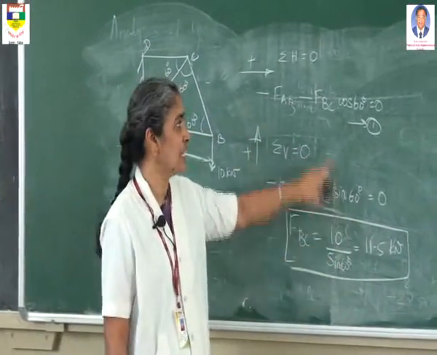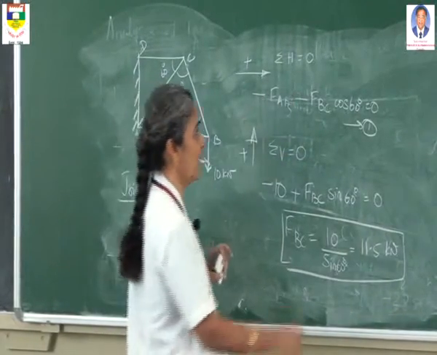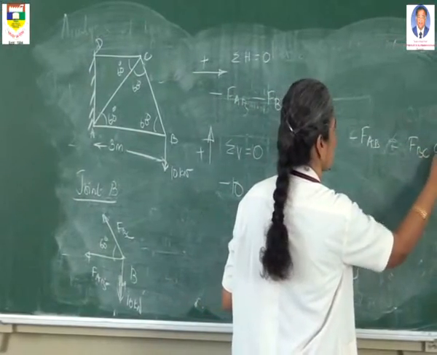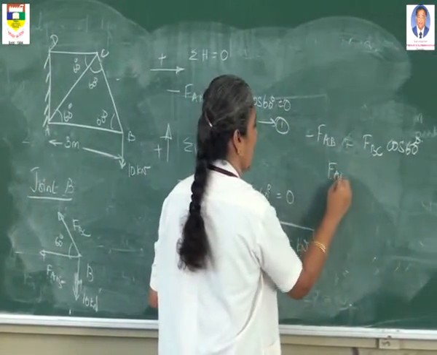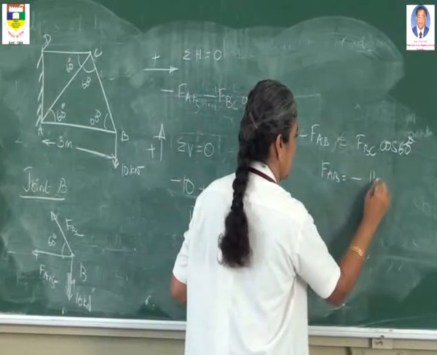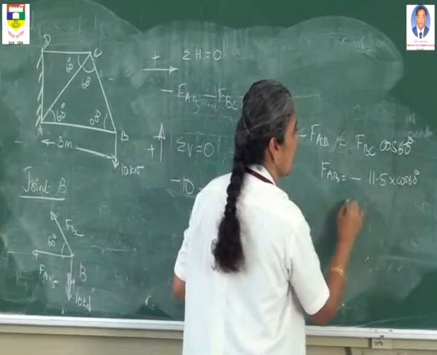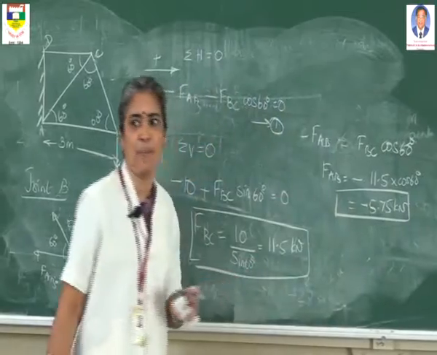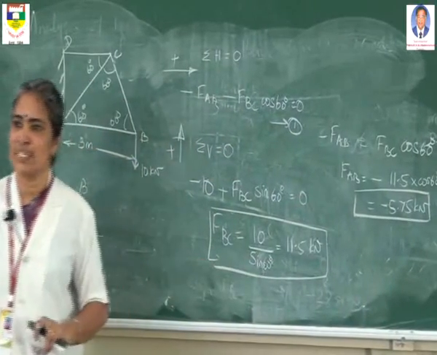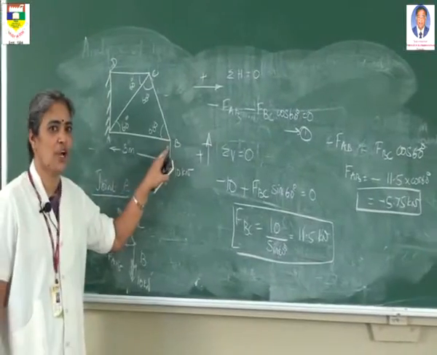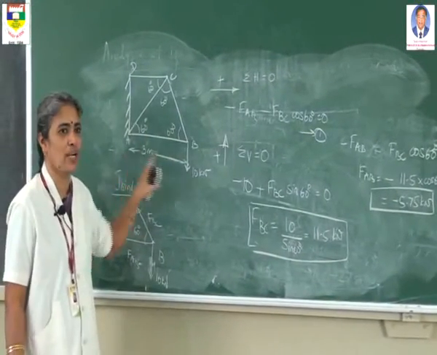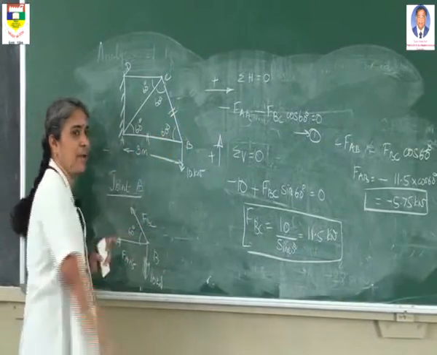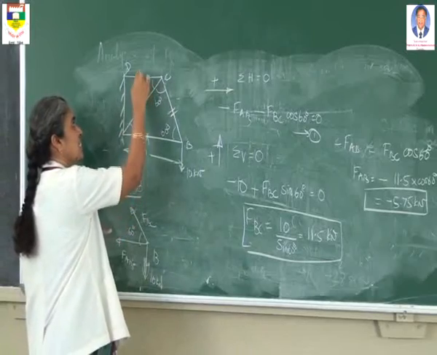Then substitute this FBC in equation 1, you will get the value of FAB. Minus FAB equal to minus FBC into cos 60. So FAB equal to minus of this FBC 11.5 into cos 60, which is equal to minus 5.75 kilonewton. So FAB is minus 5.75 kilonewton, FBC is plus 11.5 kilonewton. So considering joint B, we have found the two member forces, one is FAB, another one is FBC. Next you have to determine the member forces AC and CD.